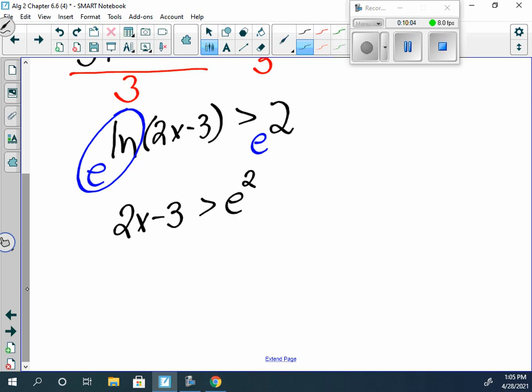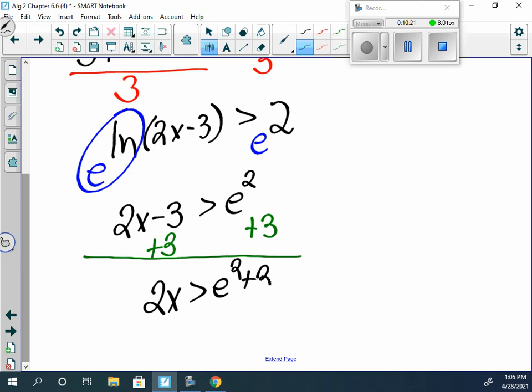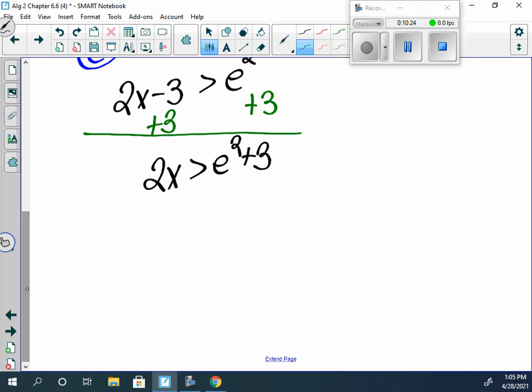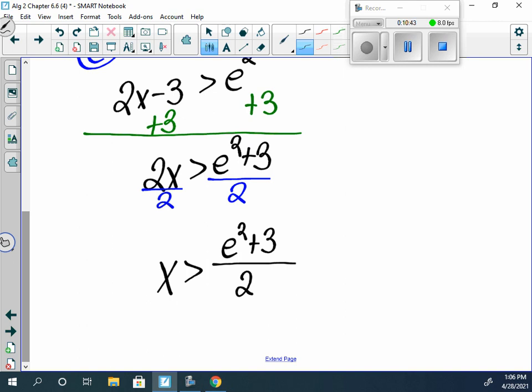And what can we do next? Because again, we're solving for the value of x, the first thing we can do here is add 3 to both sides, which will tell us that 2x is greater than e squared plus 3. And then we would divide by 2 to finish this up, which will tell us x is greater than e squared plus 3, divided by 2.